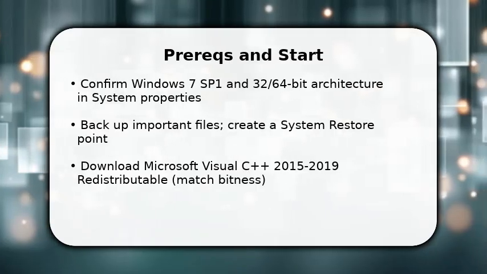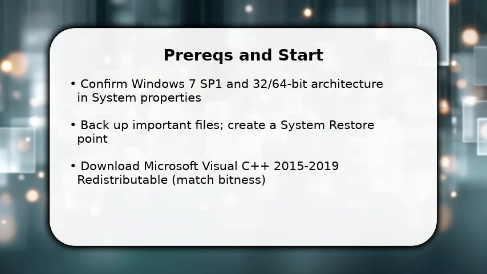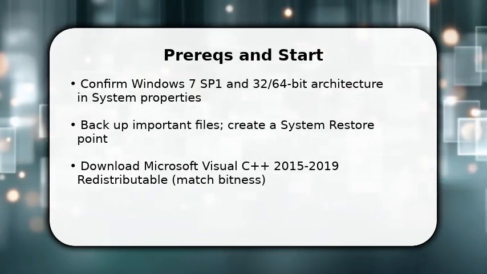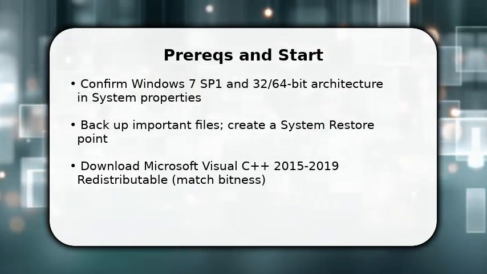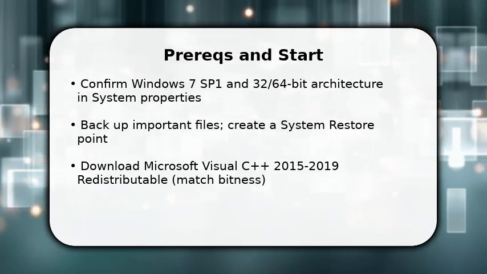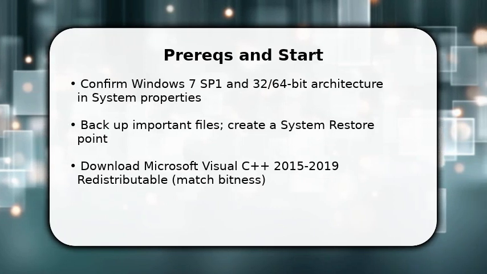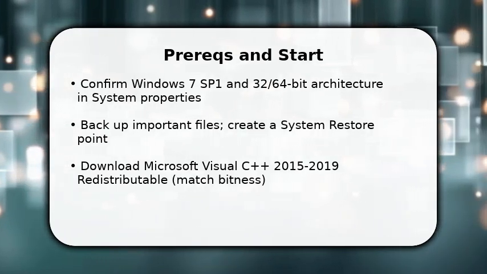You begin by confirming you are on Windows 7 Service Pack 1 and noting whether the system is 32-bit or 64-bit, because packages must match. Make a quick backup and create a system restore point in case you need to roll back.